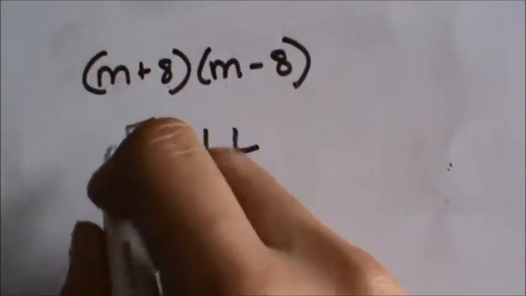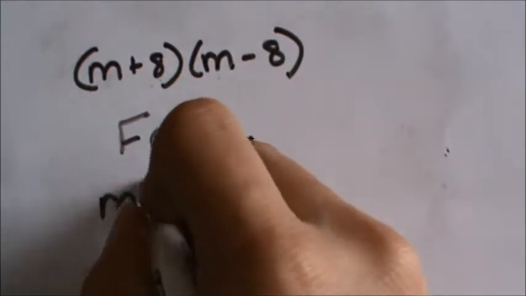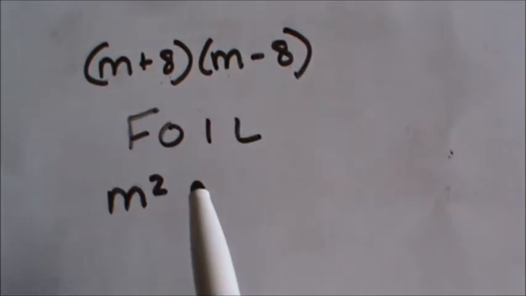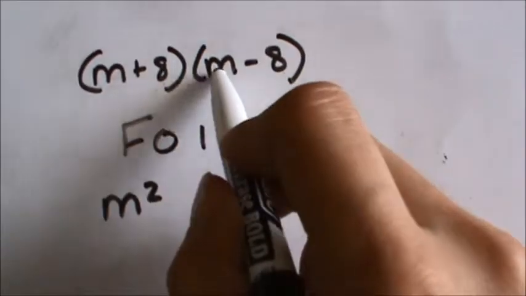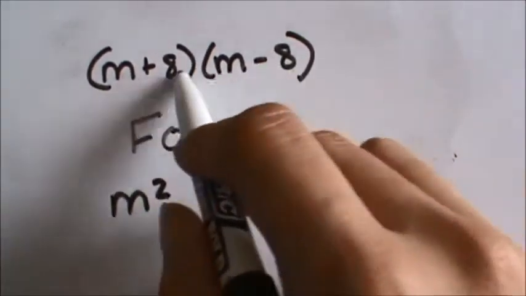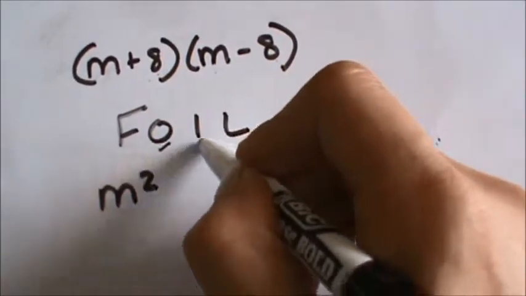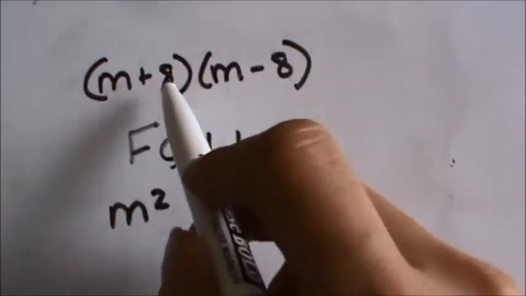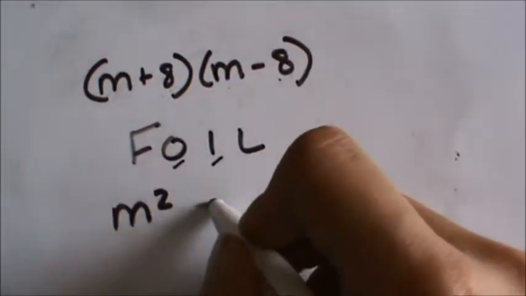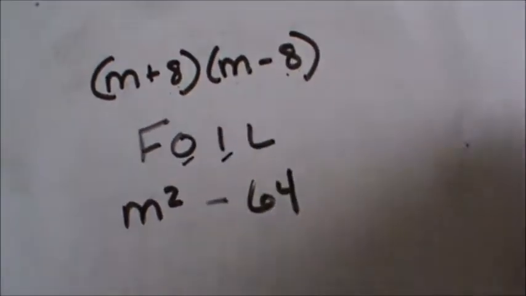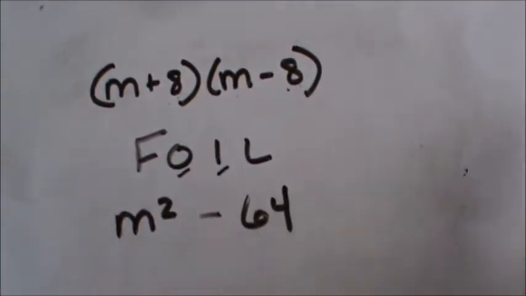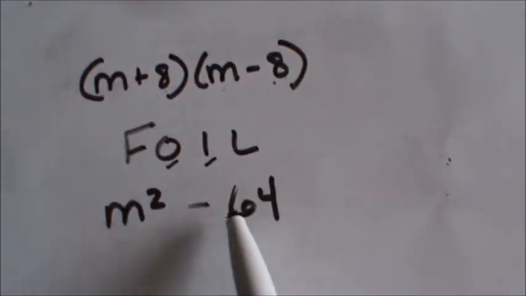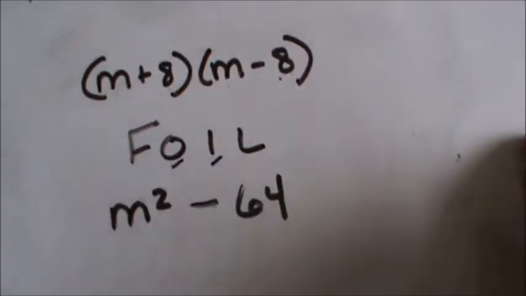Our first term is m times m. That is m squared. Our outer term is m times negative 8. Our inner term is 8m. So I have negative 8m plus 8m. There is no term between these two. It makes 0. What's left over then, I still have to do my last term. 8 times negative 8, negative 64. So this is why the book says write each product as a binomial, because my answer only has two terms, the m squared, the minus 64.